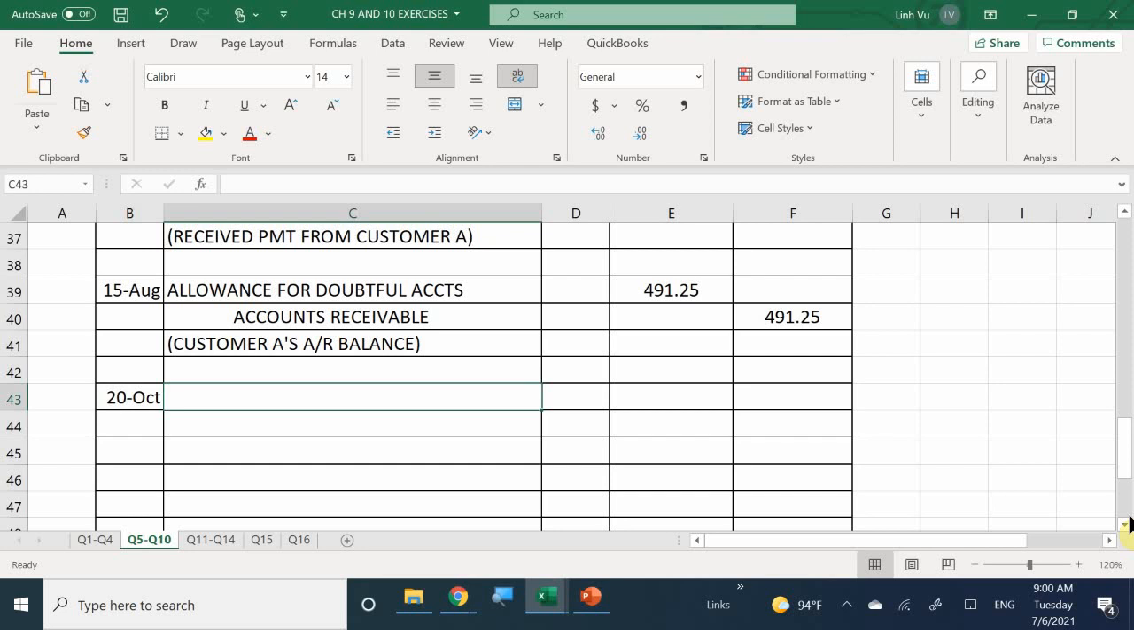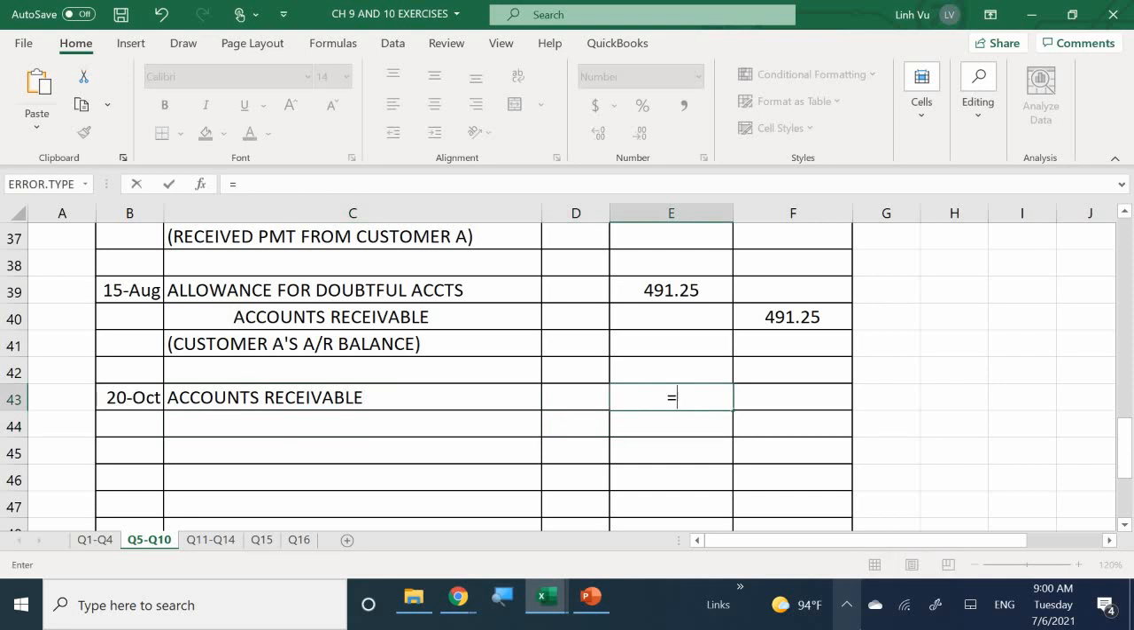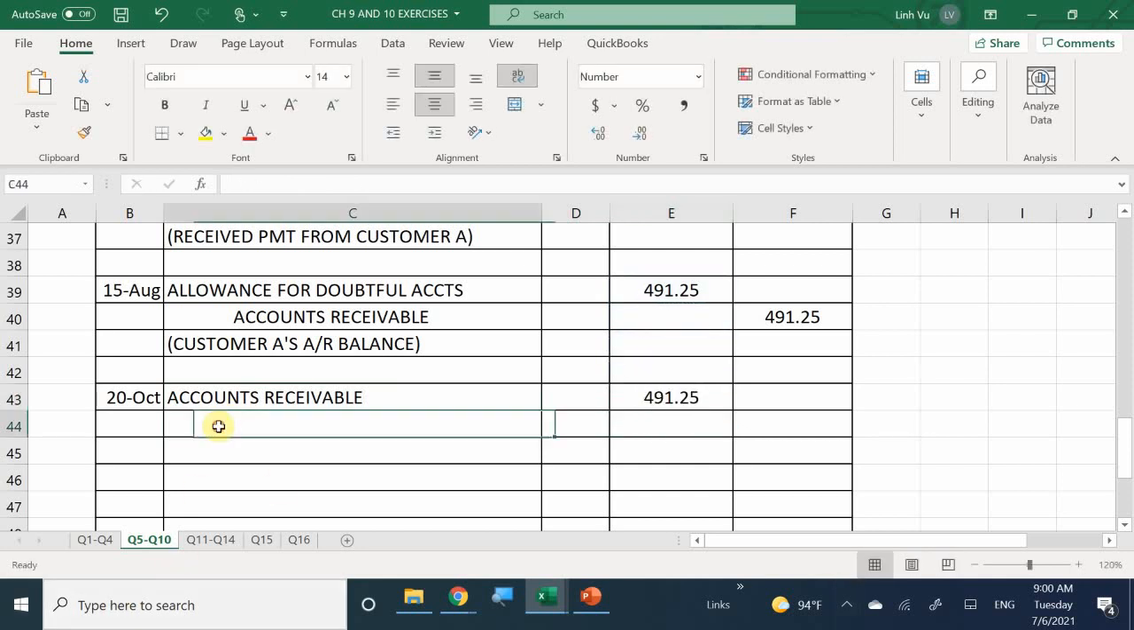You have to activate it again. Correct, your accounts receivable. Good. Okay, and how would I do that? With accounts receivable debit for $491.25 and allowance for doubtful accounts credit for $491.25. Exactly. So in this case, we have to reverse the entry.